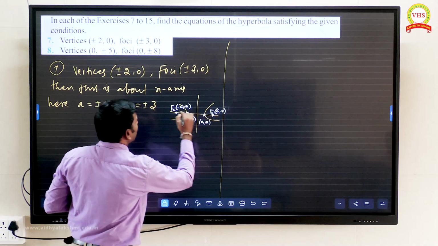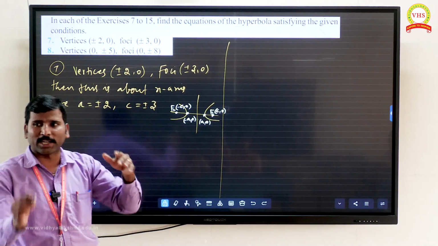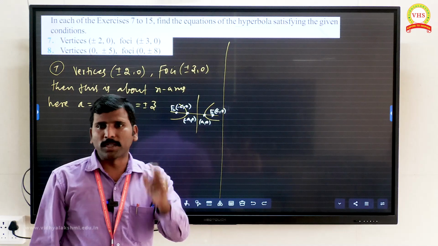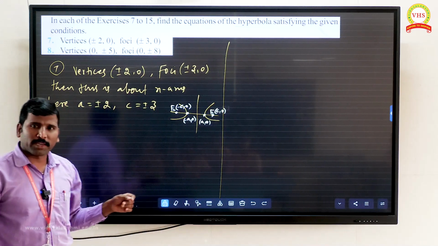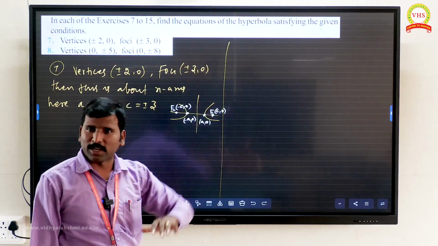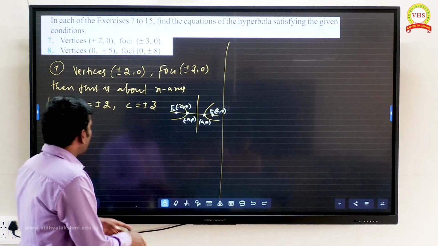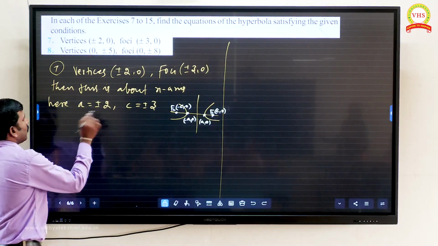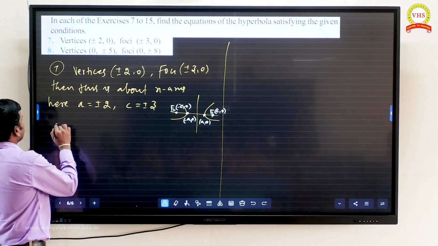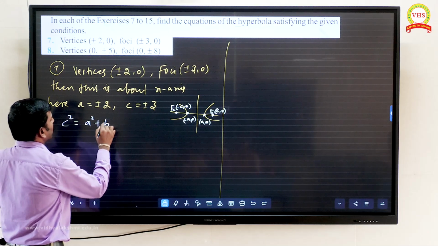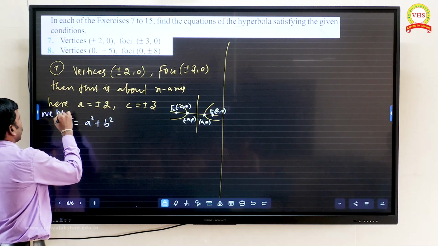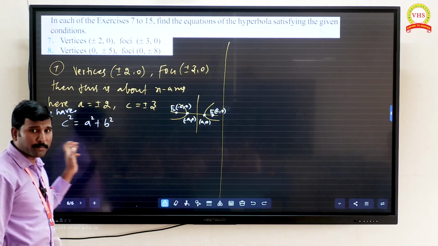This will be focus 1. This will be focus 2. By using that, you will be getting the a value and the c value. So I got that a value and c value. By using that, we can find very easily the b value. Because we have a formula. So what is the formula? We know the formula: c square equal to a square plus b square. This we have, children. By using that, I can find the b value.